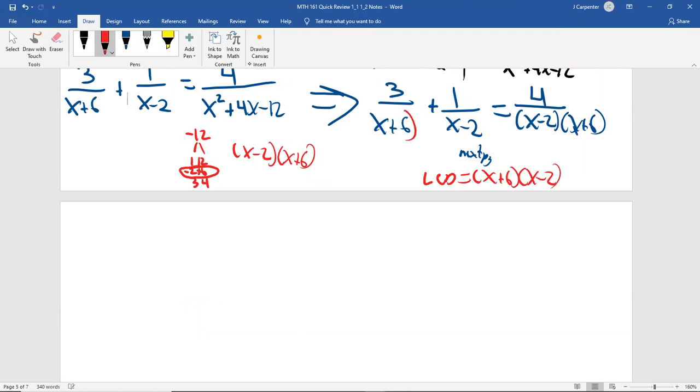If this was an x plus 6 squared, I'm saying if, then this would need to be an x plus 6 squared because there would now be multiples of them in a single fraction. But it's not, so it's not.